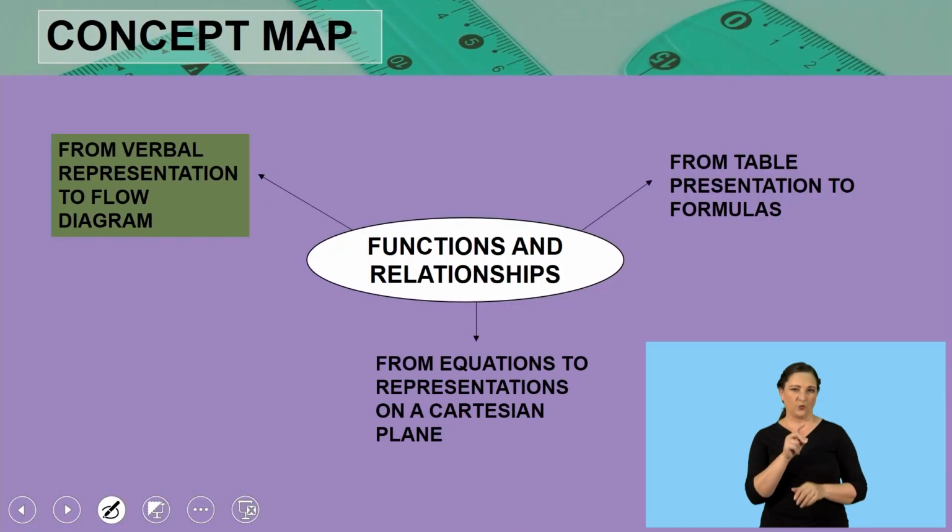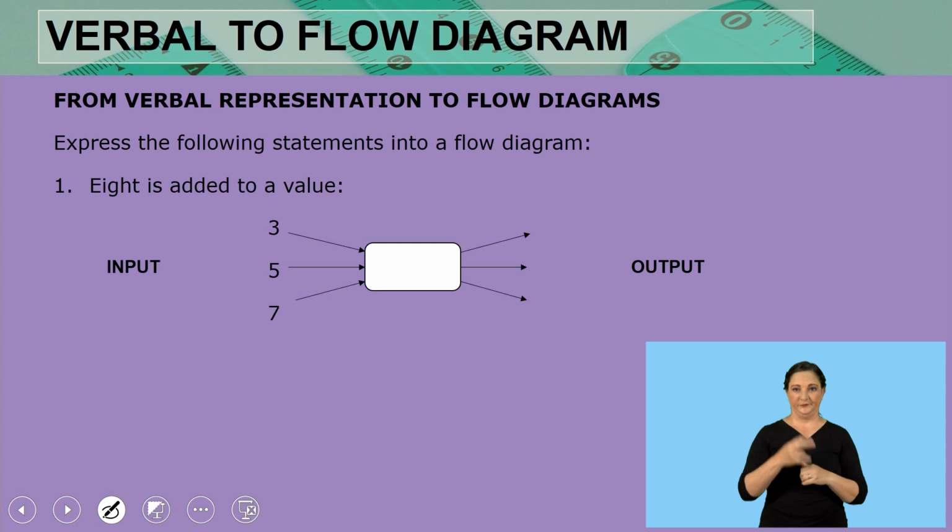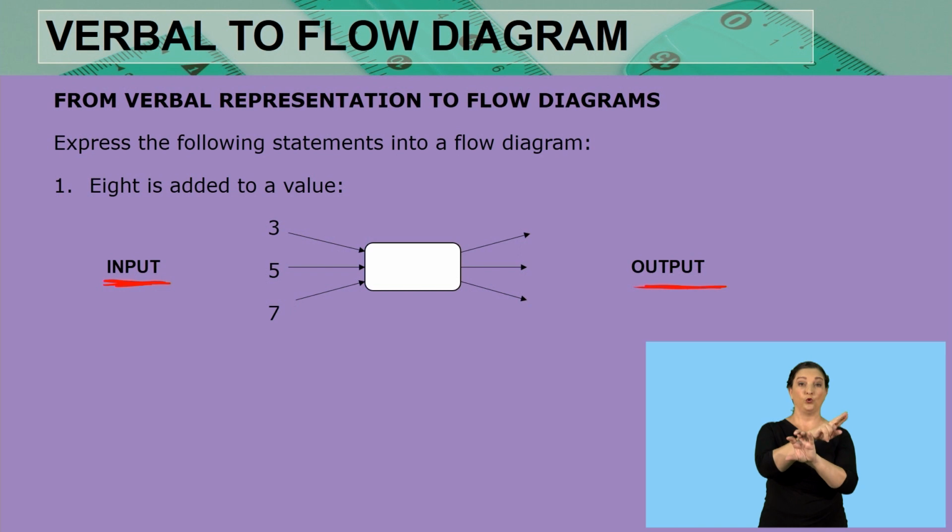So we are going to be looking at that concept map again, where we are going to be moving on to our first point, from verbal representation to the flow diagram. So let's look at the following flow diagram. Express the following statements into a flow diagram. So we've been given a statement and we need to use the statement so that we can fill out our flow diagram. As we can see in the flow diagram, we have the input values and we have the output values. So our statement there says 8 is added to a value.